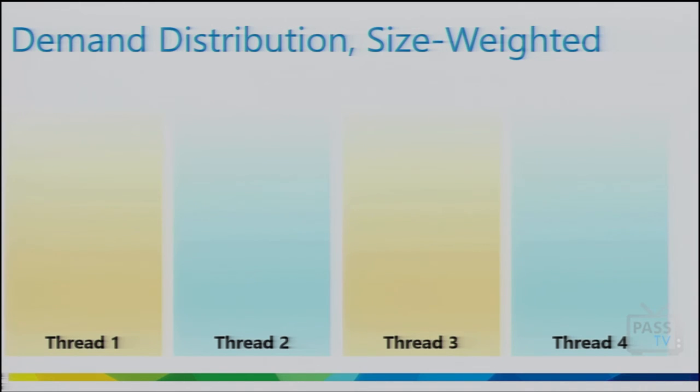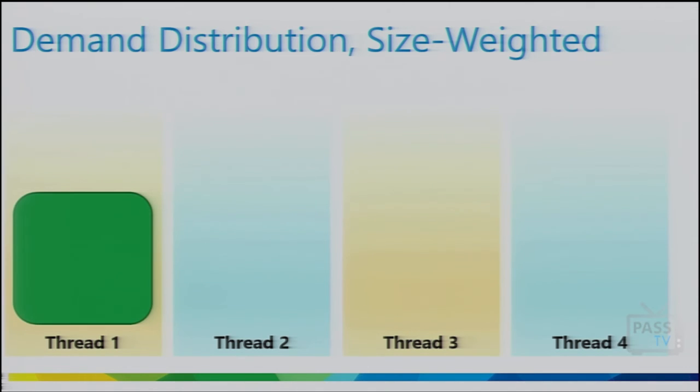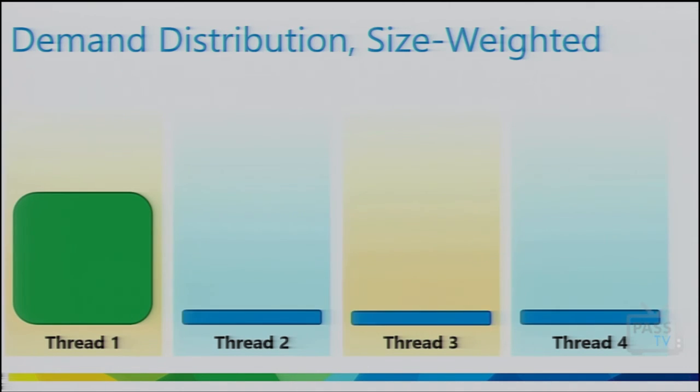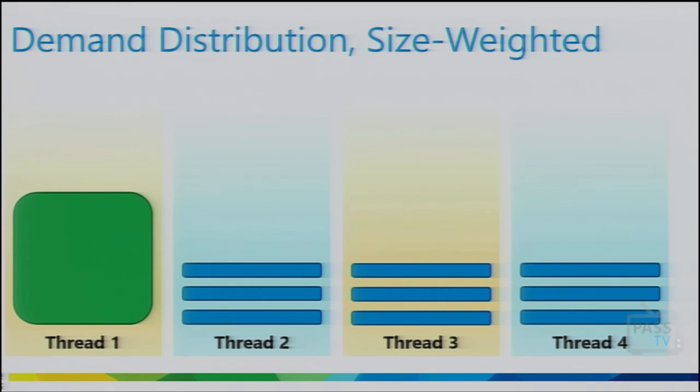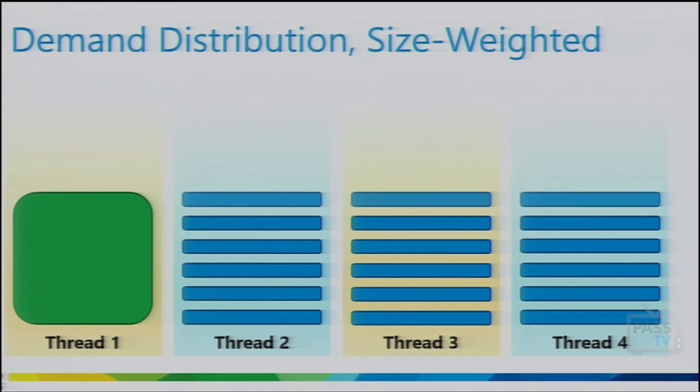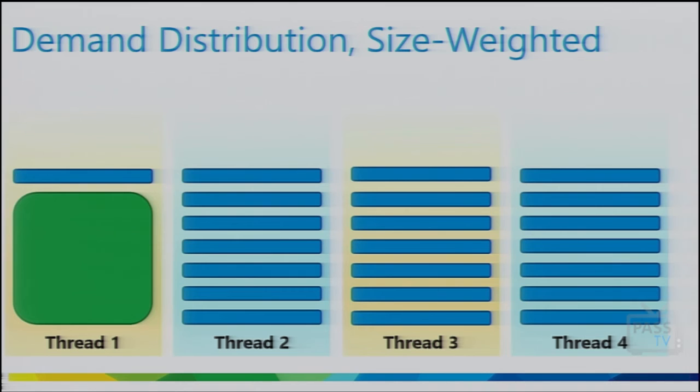What if we could size weight the demand scheme so that the big green block comes out first, and then all the little blue blocks fill in the gaps? It's like a game of Tetris in SQL Server. Kind of fun. What if we could do that? Then we could make sure we always have absolutely optimal performance in every single case, which is, of course, my goal. I don't know about you.